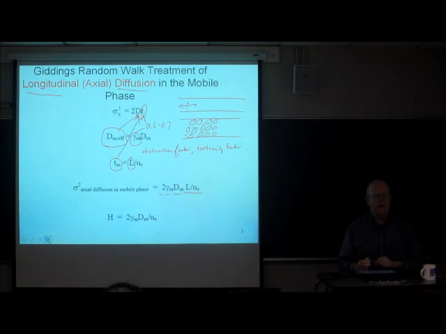Now we calculate the HETP by taking sigma squared and dividing it by L. So if we divide by L, that L goes away. And so this is the HETP from longitudinal, also called axial, molecular diffusion in the mobile phase.